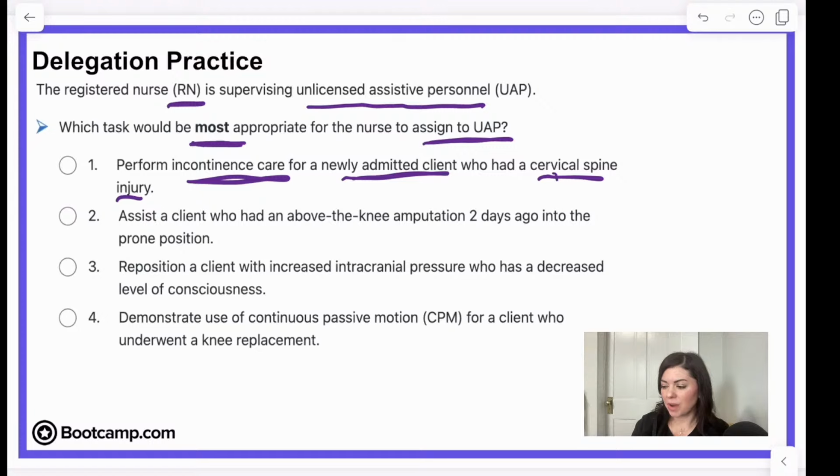So yes or no, do I want to delegate option 1? So I say no, and I see a lot of y'all are saying no. So let's talk about why. When we see incontinence care, we can think usually that is a routine task, but we have to always look at the context.